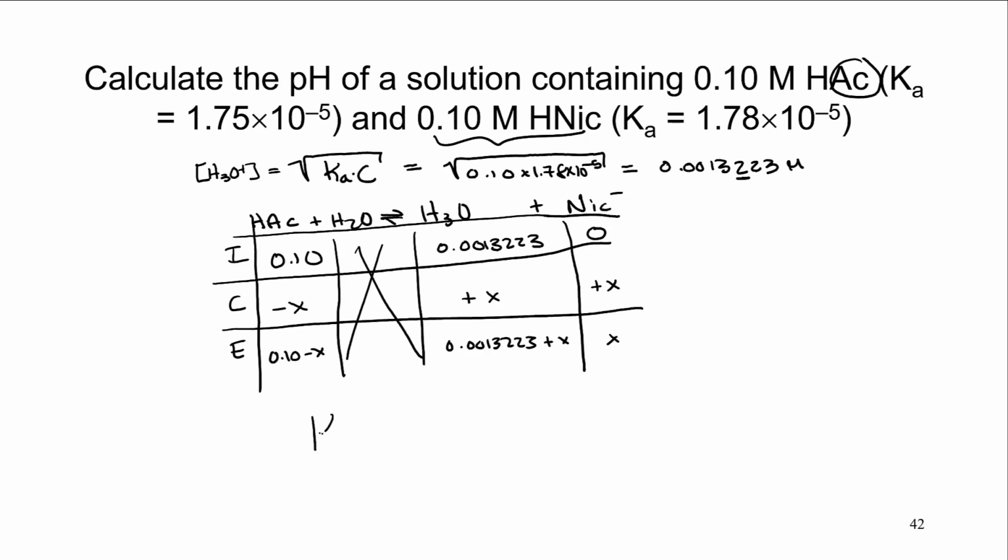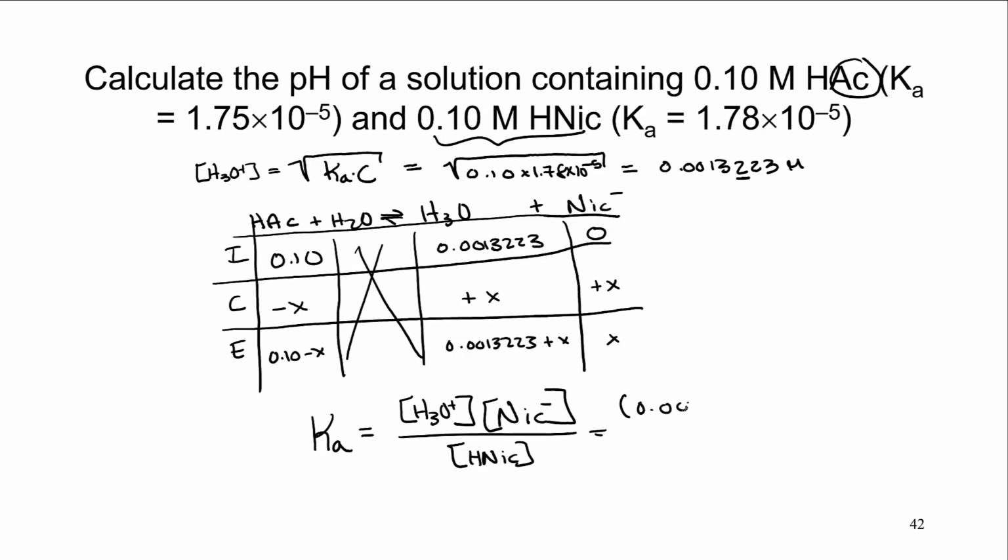Ka for the nicotinic acid will be the concentration of hydronium times the concentration of the nicotinate ion divided by the nicotinic acid concentration, like this. Okay, and then I just plug in those values. So I'll end up with, in parentheses, 0.0013223 plus x times x divided by 0.1 minus x.